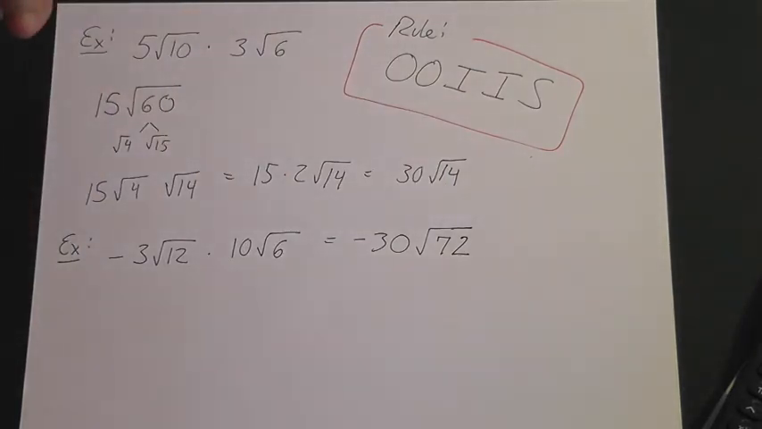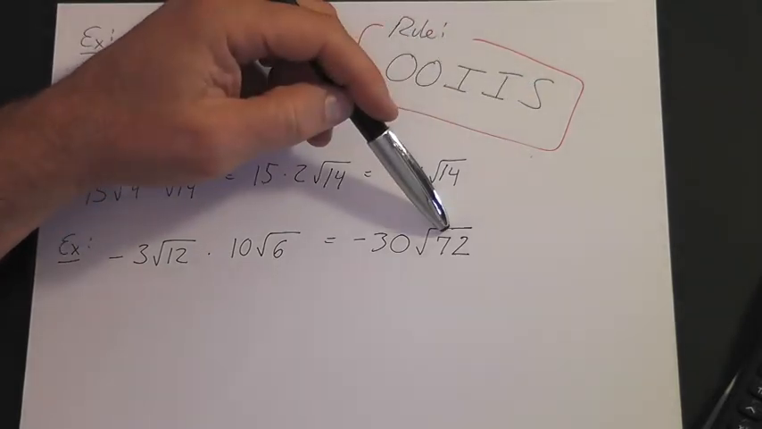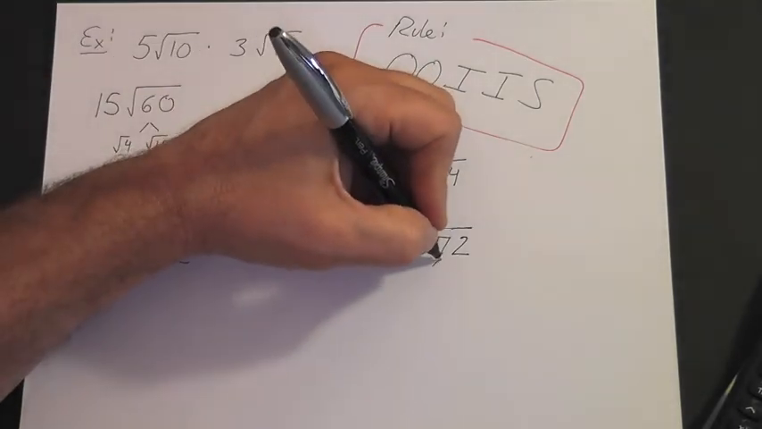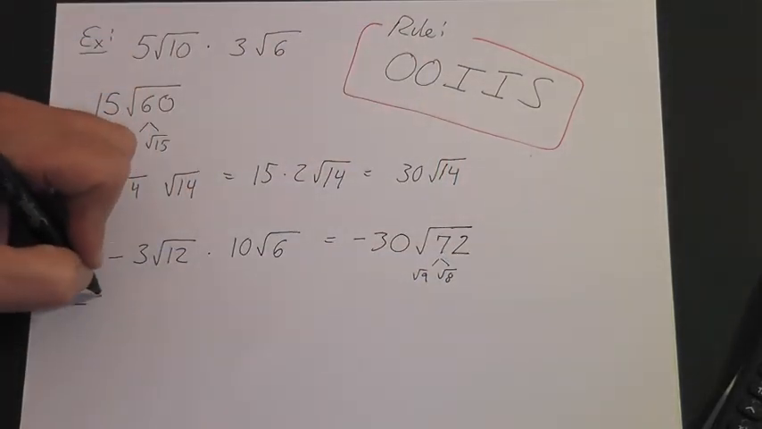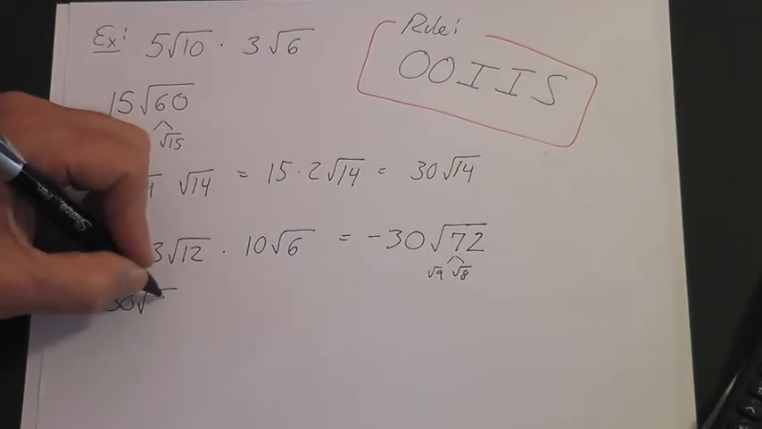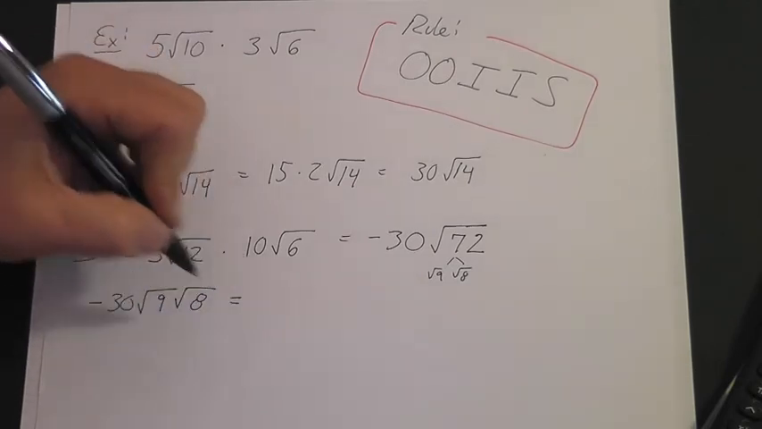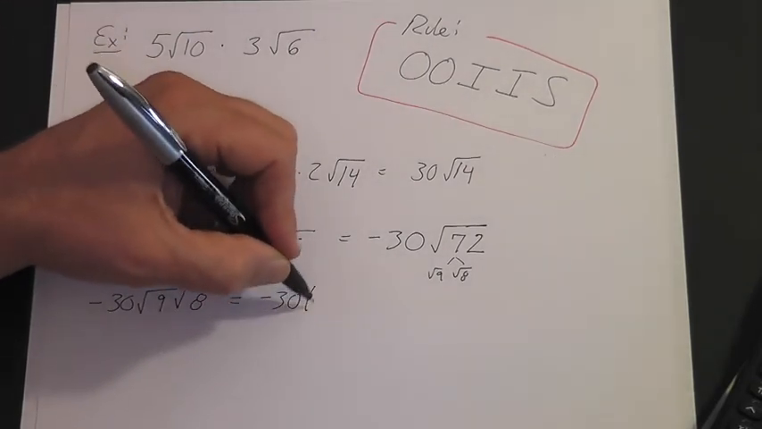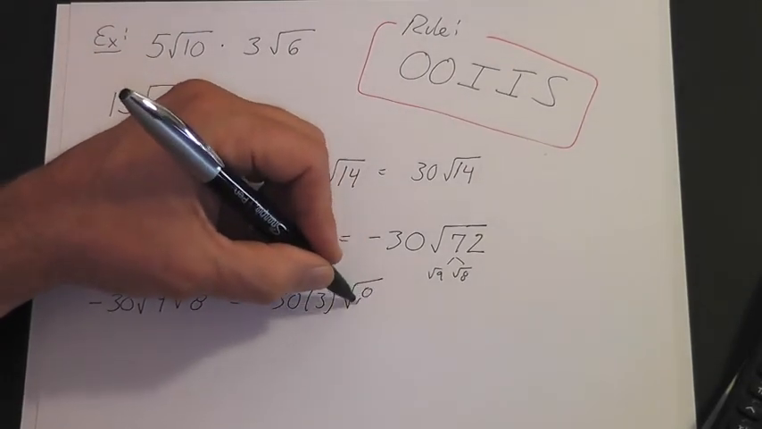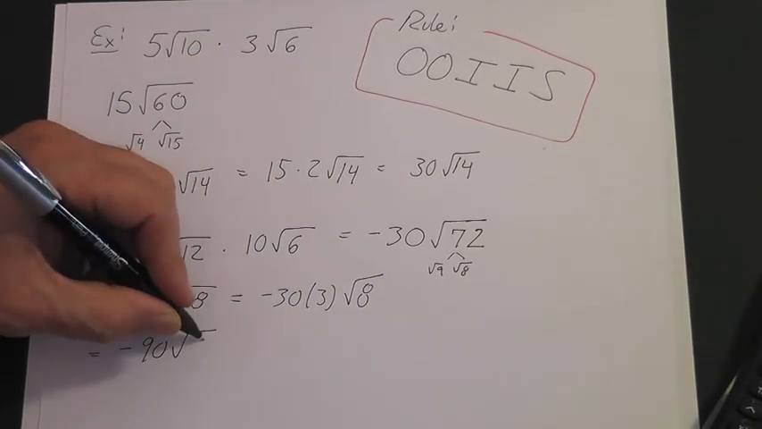And now we need to simplify, right? Outside, outside, inside, inside, simplify. Let's look at 72. 72 is 9 and 8. So that's going to be minus 30 square root of 9, square root of 8. Square root of 9 is 3, so then you go minus 30 times 3 square root of 8. 3 times 30 is 90, so that's minus 90 square root of 8.